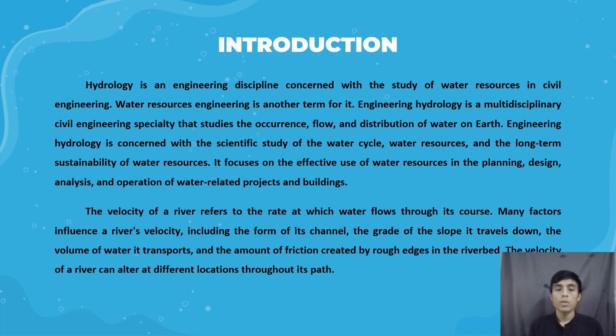Many factors influence a river's velocity, including the form of its channel, the grade of slope it travels down, the volume of water it transports, and the amount of friction created by the edge and riverbed. The velocity of a river can alter at different locations throughout its path.